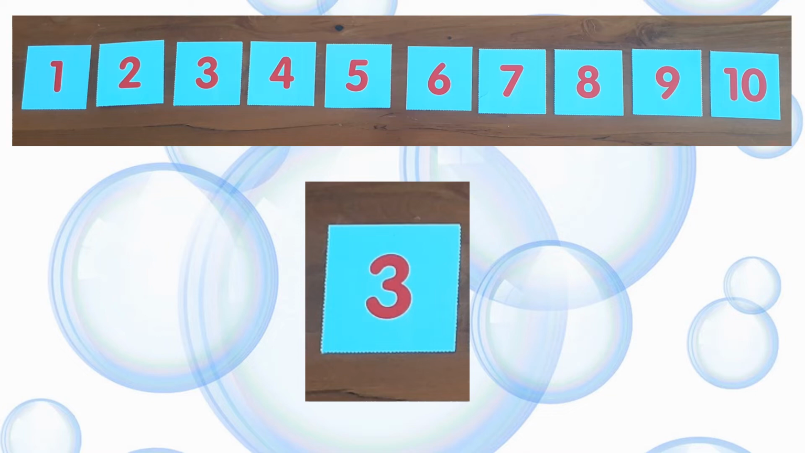Here I've got the number 3. Can we find the number 3 on the number line and point to it? Well done. So I'm going to ask you, which number comes after 3? So after is the next number ahead of it in line. So we've got 3, the next number on is number 4. So 4 comes after 3.